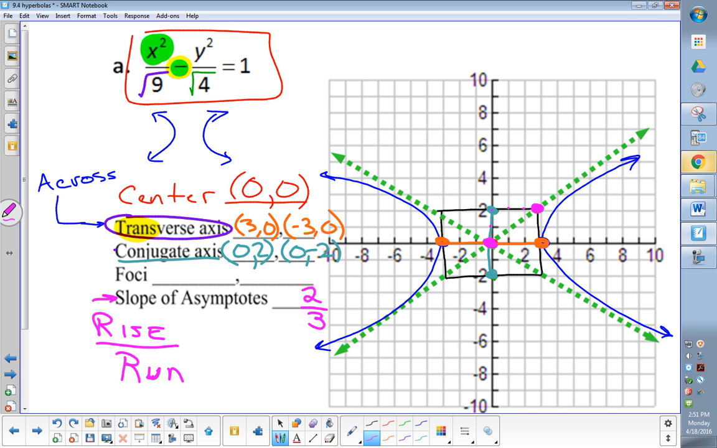What does my other line do? Down 2 over 3. So my slope is plus and minus 2/3. I've got one that goes up and one that goes down.